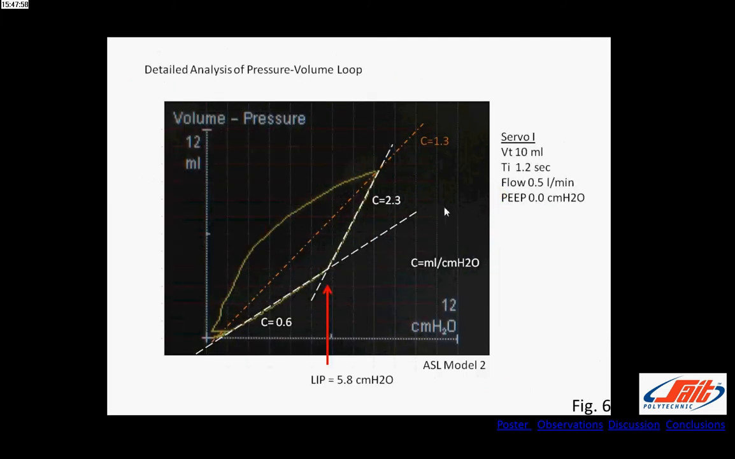The next thing I did was I created a more realistic scenario for the neonatal intensive care unit using slightly larger tidal volumes, and I kept a TI of about 1.2 seconds. Now my flow rate is about half a liter per minute. Right now I've got the PEEP on the ventilator set at 0. And in this test model, I should have a lower inflection point at about 5.5 centimeters of water pressure. And my upper inflection point was again at about 10 centimeters of water pressure.